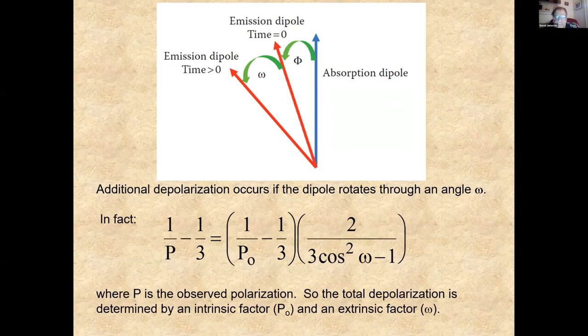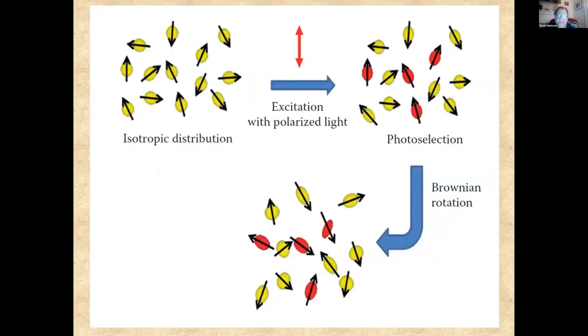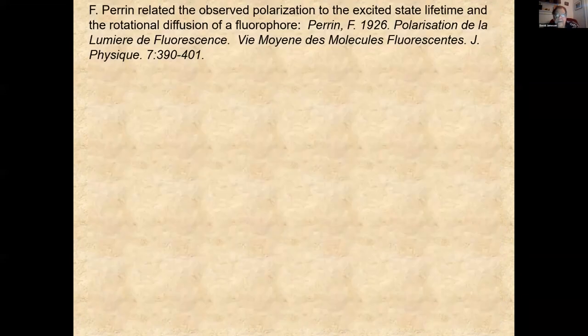So again, to summarize, we have a population randomly oriented in solution. We excite with polarized light, photoselect out one population, then during the excited state lifetime, these selected molecules can rotate. Obviously, the other ones can rotate too, but it's the fluorescent ones we're interested in.